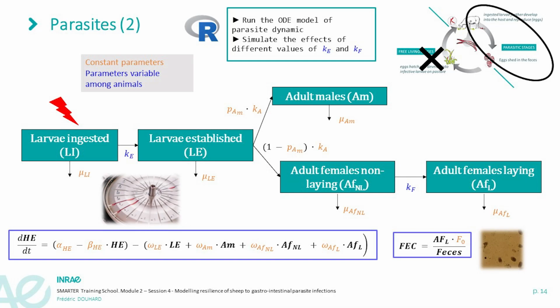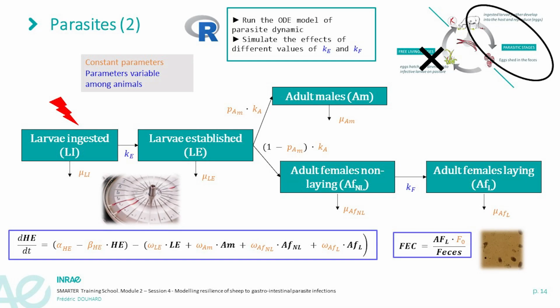So this is the relative effect of each stage, the omega parameters. And this parameter here will be the highest because it's the parameter of the adult females that are laying. So this is the most important impact on the host. And the fecal egg count is just proportional to this compartment, the number of adult females, times the fecundity rate. So I told you it can be up to 10,000 eggs per day and per female, divided by the quantity of feces that the host is producing.